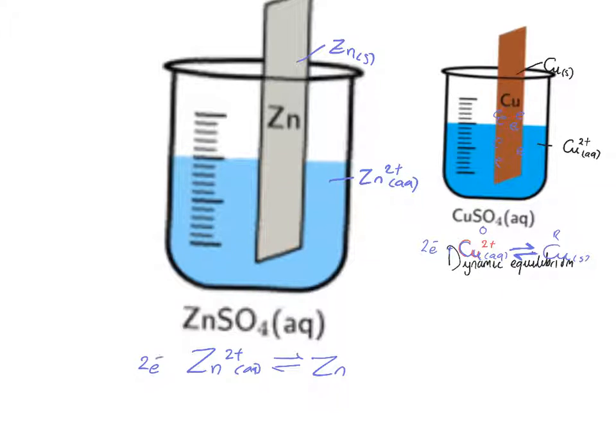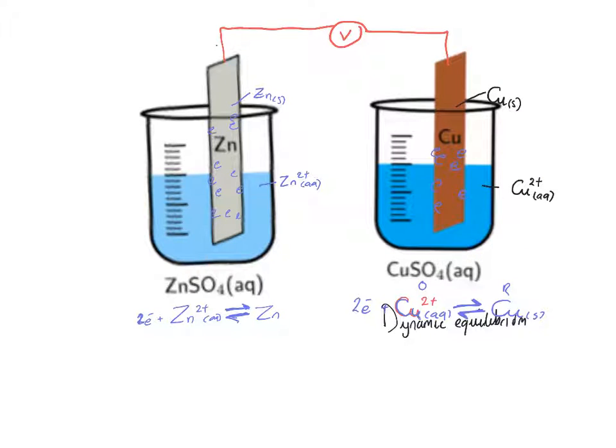And therefore, on every metal we know that electrons are delocalized, and we're likely to have some electrons sitting on the surface of zinc metal. So this shows that the equilibrium could theoretically go in either direction.